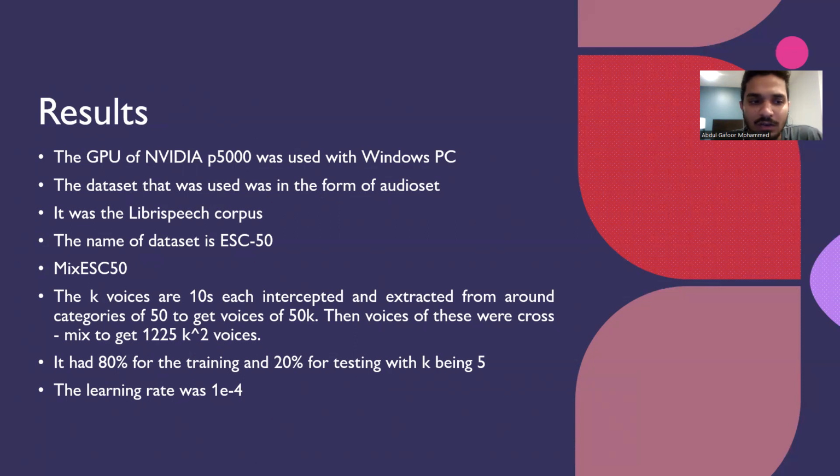With this model, there were K voices, each of 10 seconds, which were extracted from a whole set of 50 to get voices from among 50,000. The voices that were collected were cross mixed to generate 1,225, K squared, voices in total. From among these, 80% was used for training and 20% for testing, with K being 5. The final learning rate that we achieved was 1e-4.